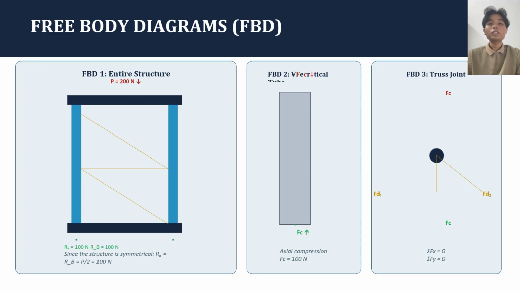Next, we look at the physics of our design using the free body diagram. We apply a downward load of 200 Newton to the top. Because the lectern is symmetrical, the load is split perfectly in half, meaning each support carries 100 Newton. By isolating the vertical tube, we can see it is under a compressive load of 100 Newton. We also use individual joint analysis to assure the internal force balance.